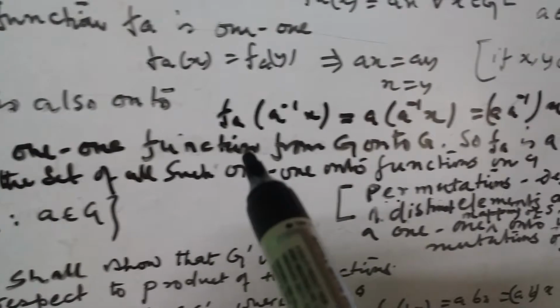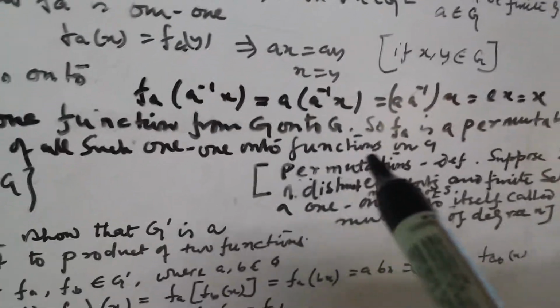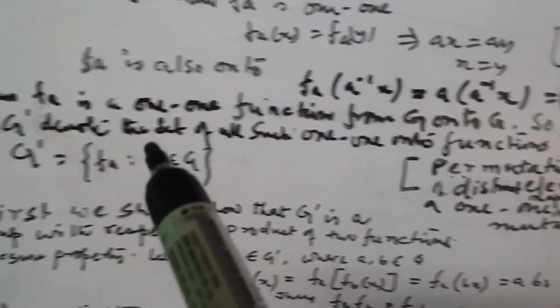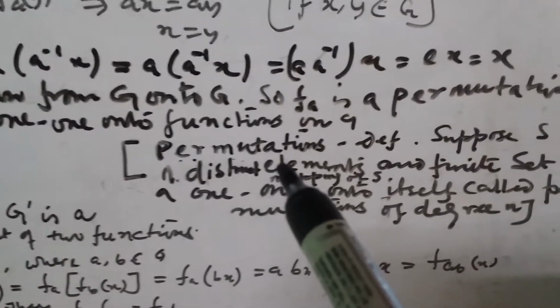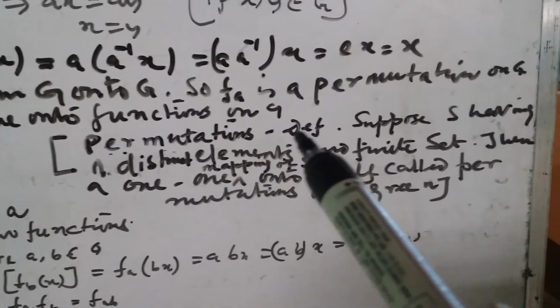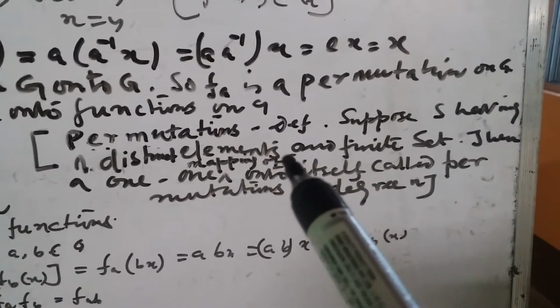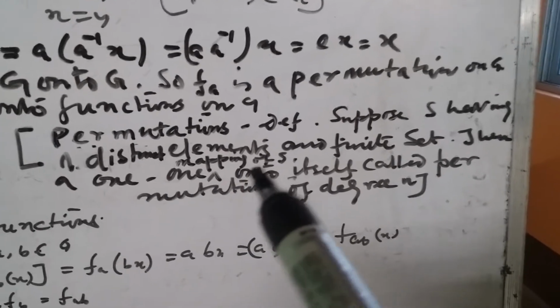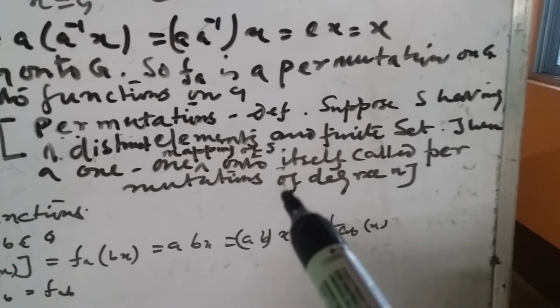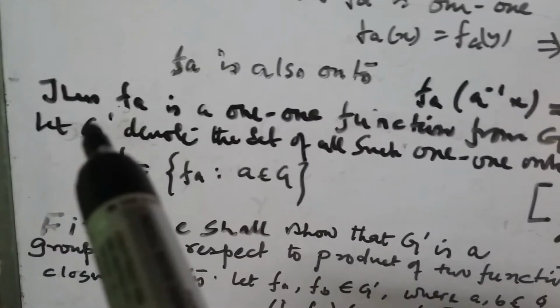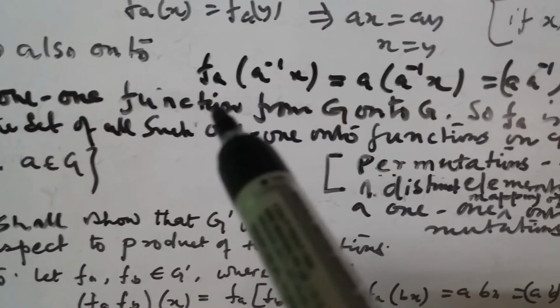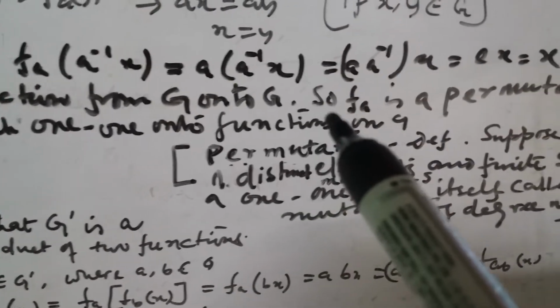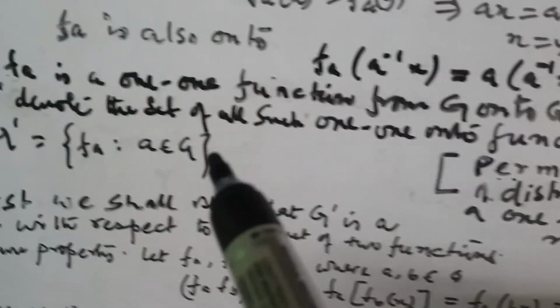Thus f_a is a 1-1 function from G onto G. So f_a is a permutation of G. Why? The permutation definition: suppose S is a finite set having n distinct elements. Then a 1-1 mapping of S onto itself is called a permutation of degree n. So it is a permutation. Then f_a is a 1-1 function from G onto G, so f_a is a permutation.